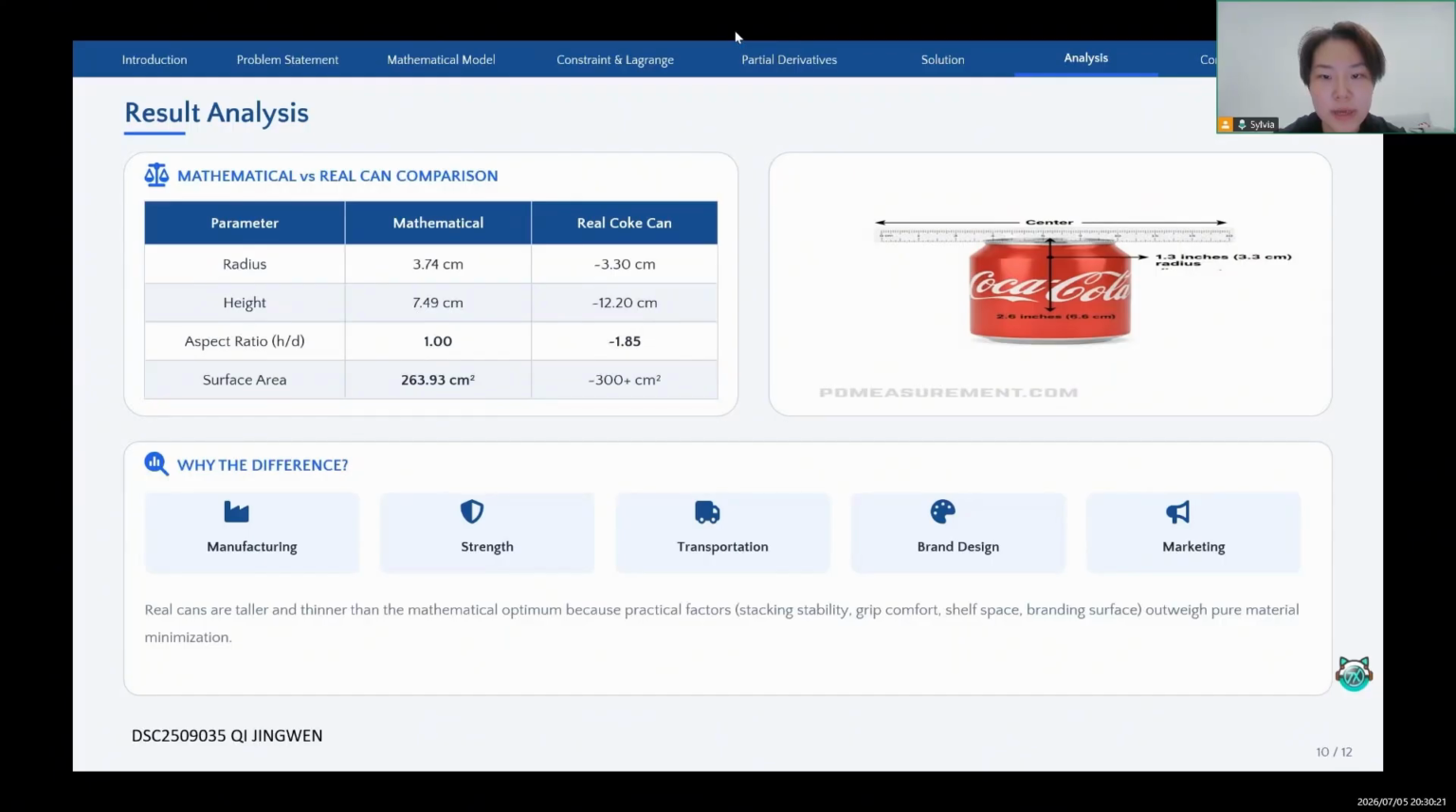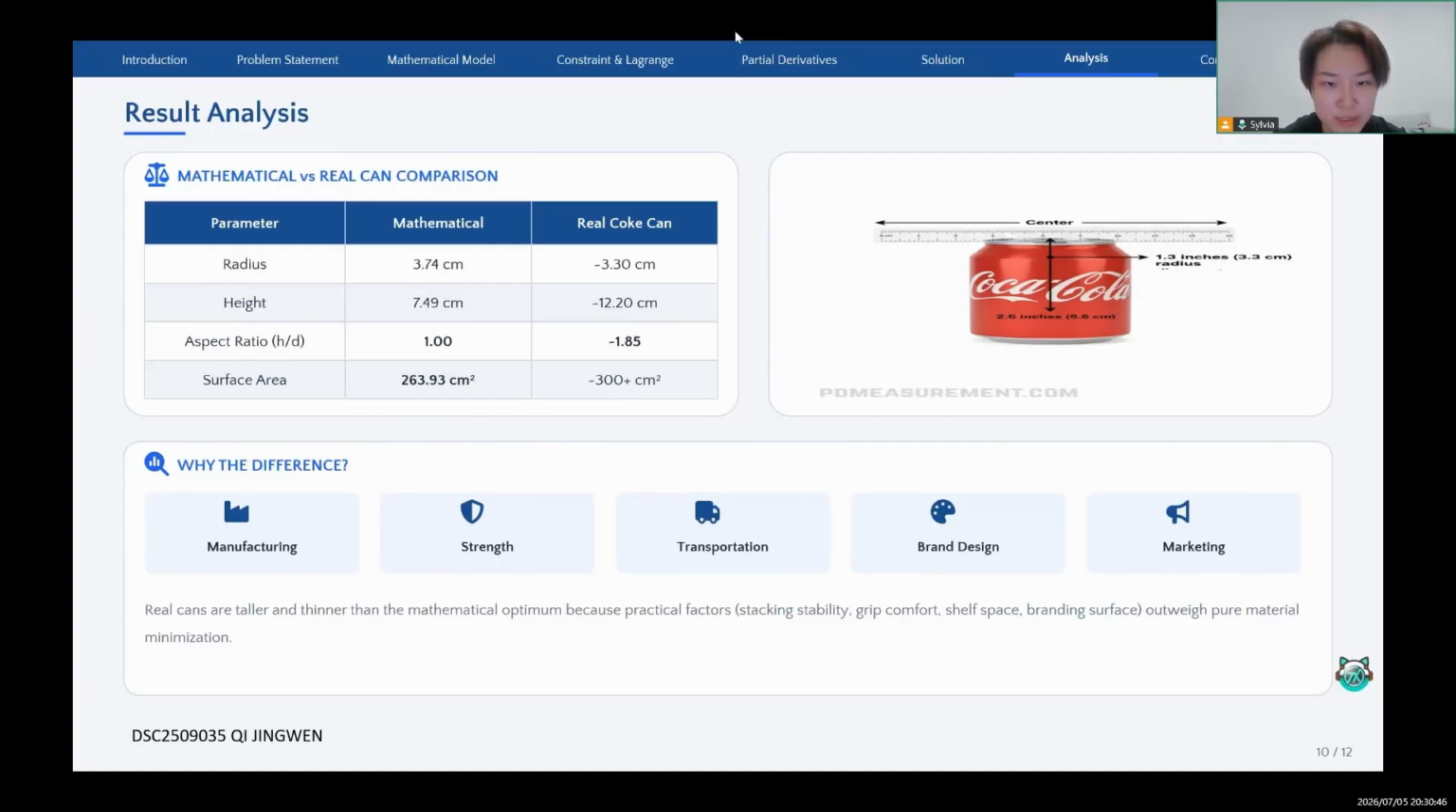A real can has a radius of 3.30 centimeters and a height of 12.20 centimeters. Its surface area is over 300 square centimeters. This design uses more metal and costs more money to make. You may ask, why do factories not use our better short and wider can design? There are four simple and important reasons.